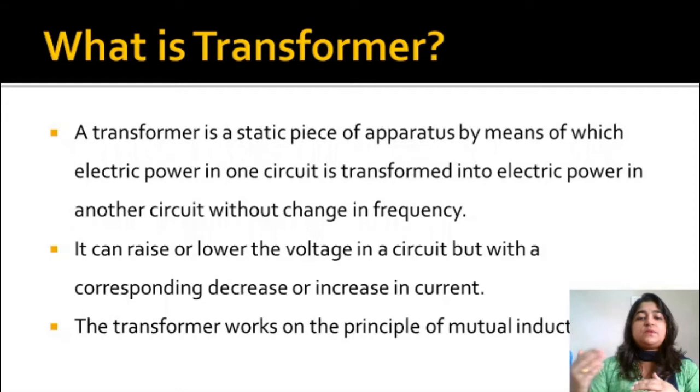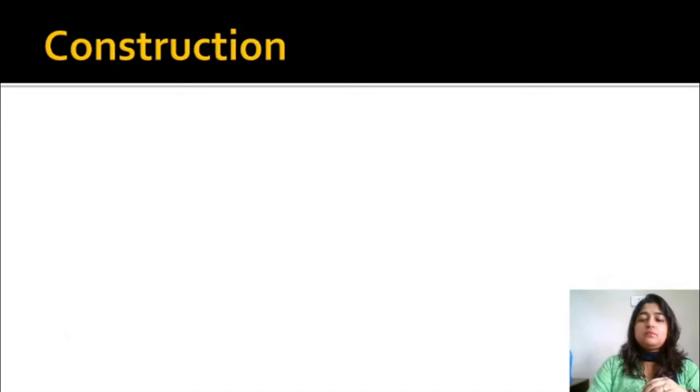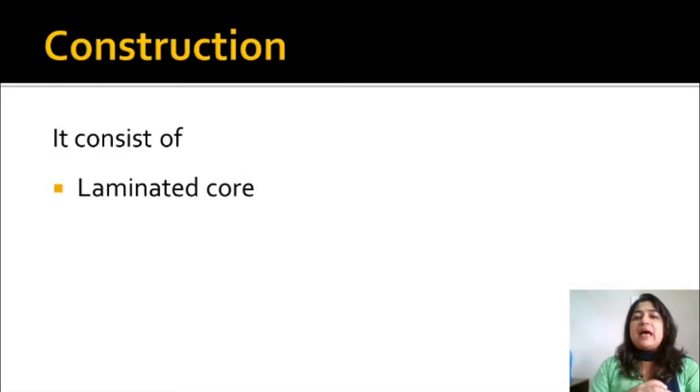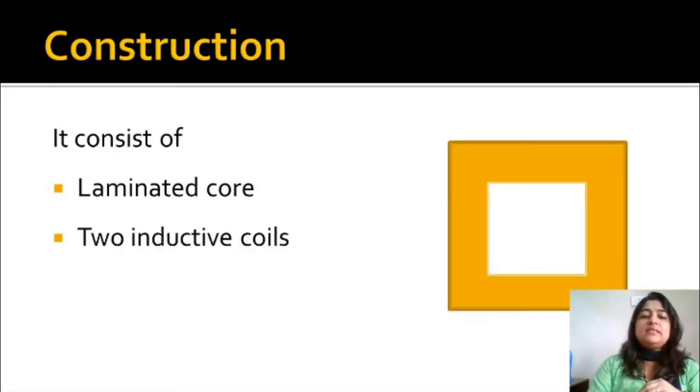The transformer works on the principle of mutual induction. To understand the transformer better, you must know the concept of mutual induction first of all. Now when we talk about construction, constructionally it consists of two parts. One is the laminated core and another is the inductive coils.